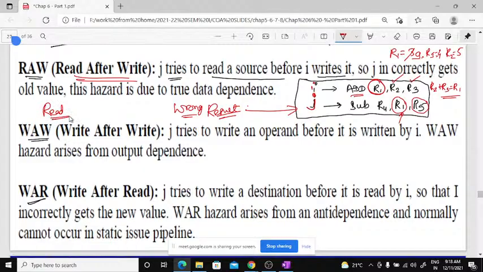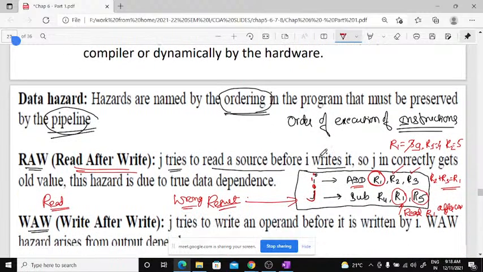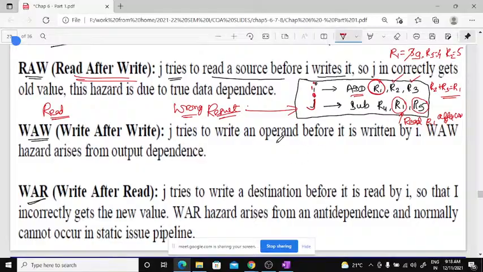Like here, read R1 after write by this particular instruction. So based upon the order of instruction, hazards are named by the ordering in the program that must be preserved by the pipeline. To get the correct value, it should read after write.